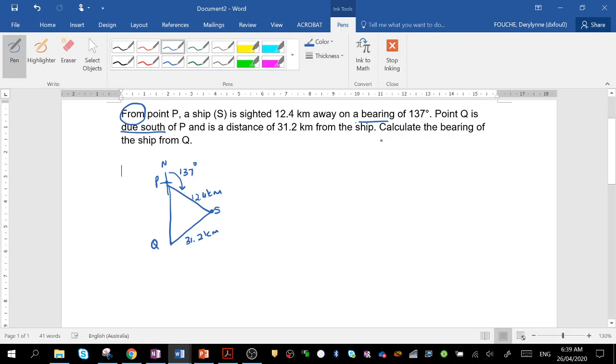Calculate the bearing of the ship from Q. The from tells me that that's where my compass points are going in, and I'm interested in the bearing of the ship from Q. So I'm going to be measuring clockwise from north at Q to find the bearing of my ship. Okay, let's have a look at how we're going to do that.